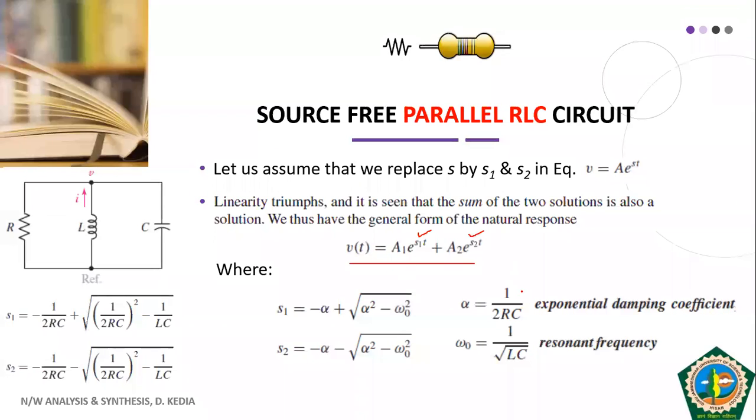Then we had represented 1 by 2RC equal to alpha and 1 by under root LC equal to omega naught. And we had designated alpha as exponential damping coefficient and omega naught as the resonant frequency. So once we do that, the form of S1 and S2 was like this, as we are observing on the screen.